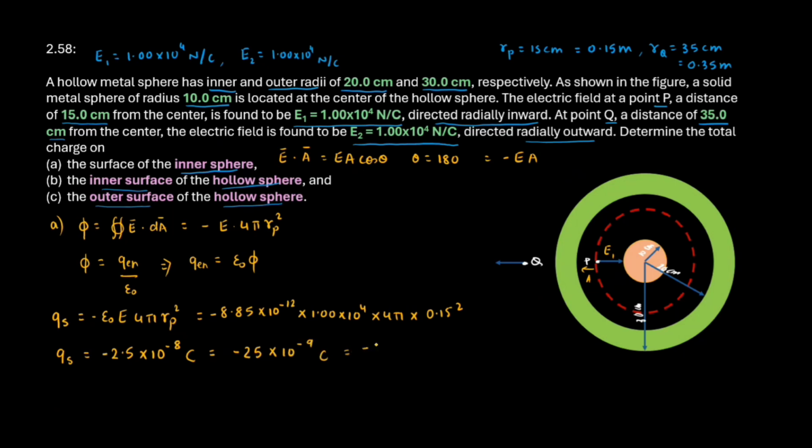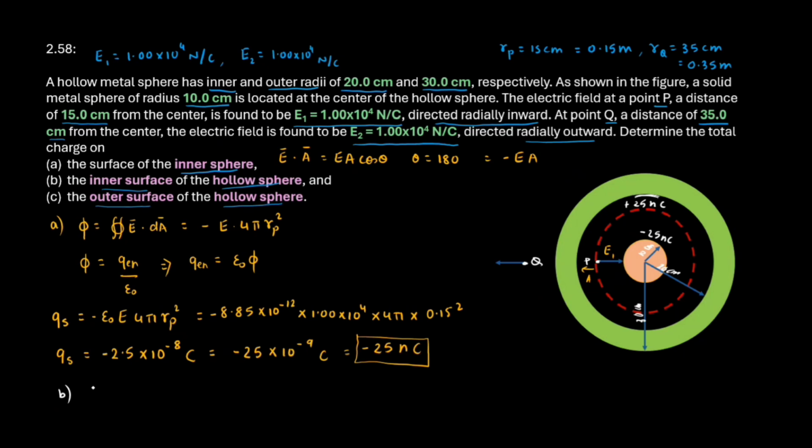That is nothing but negative 25 nanocoulomb. Then in part B, they want us to find the charge on the inner surface of the hollow sphere. The inner surface of the hollow sphere is this region here. Now, since there is a charge present at the center, which is the charge of the solid metal sphere, this charge will induce an opposite charge on the inner surface. So if here I have charge of negative 25 nanocoulomb, this negative 25 nanocoulomb will induce an opposite charge on the inner surface. So this becomes positive 25 nanocoulomb.